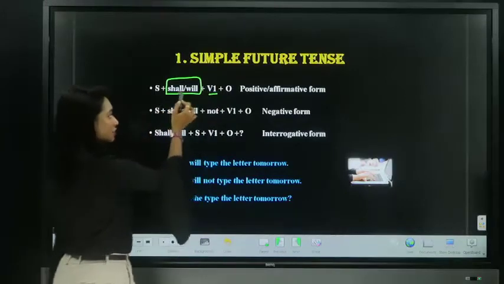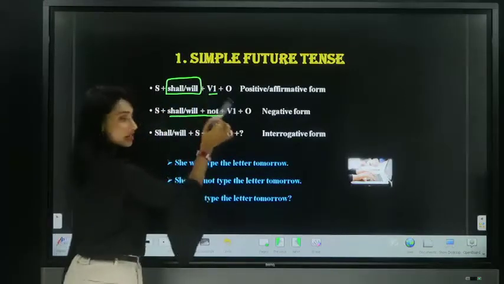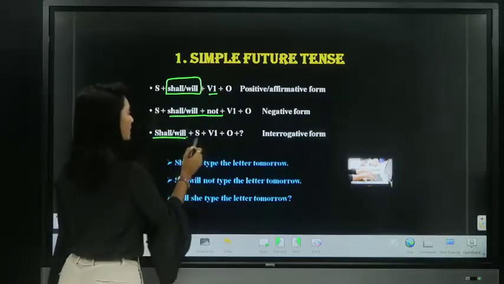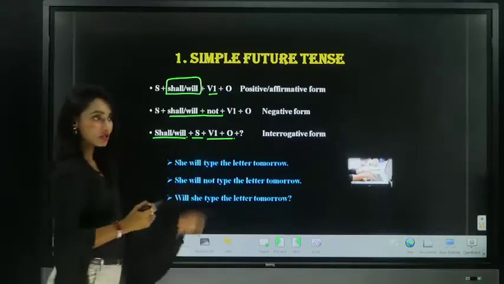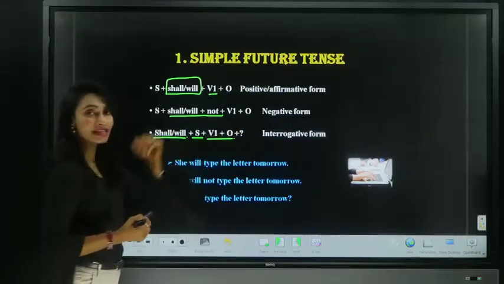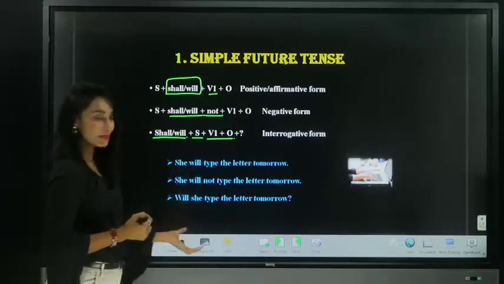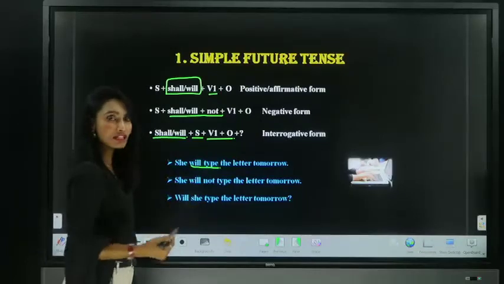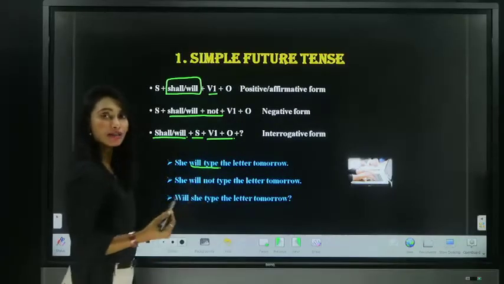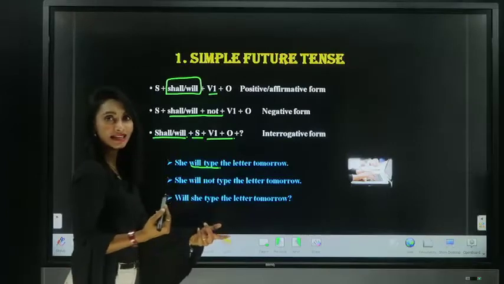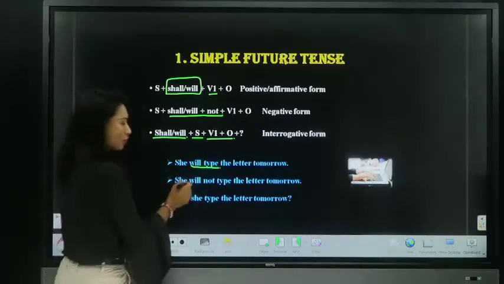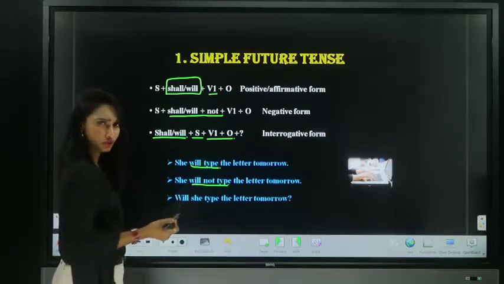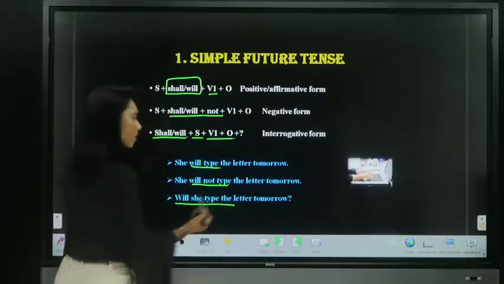Subject plus shall or will plus not plus V1 is negative. Interrogative: bring the auxiliary before. Shall or will plus subject plus V1 plus object. So let's bring the auxiliary, and that will make the interrogative form. Now let's see some examples. She will type the letter tomorrow. It talks about the action which will take place in future. Negative: she will not type the letter tomorrow. Interrogative: will she type the letter tomorrow?